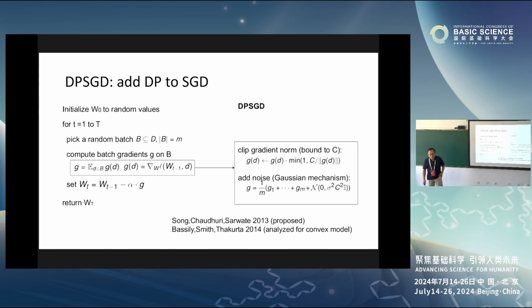Okay. By the way, this method is not new. We didn't invent it. Some people credit us as the inventor of DPSGD. That's not right. This was actually already proposed in 2013 by Zhang, Chaudhuri, and Sarwate. They did some experiments, and later on this method was analyzed by Bassily, Smith, and Thakurta. They showed this can work for convex models. So what we are trying to do is apply this to deep learning, to neural networks training.